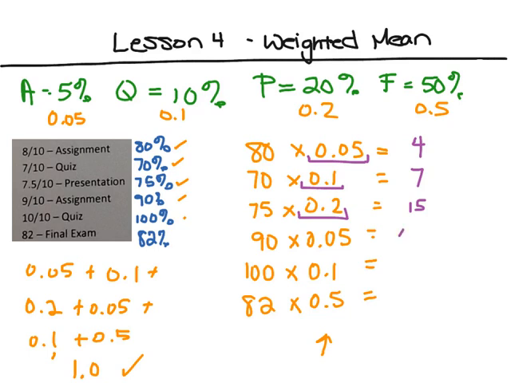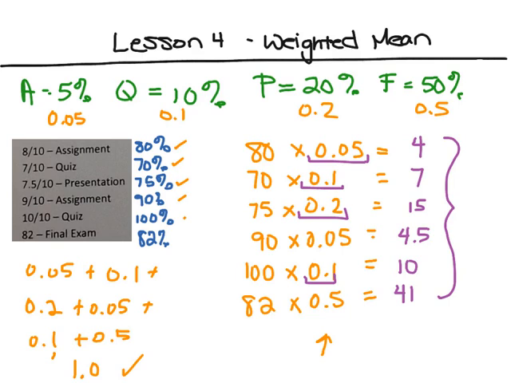90 times 0.05 is 4.5. 100 times 0.1 is 10. You had 10 total points and you earned all 10 of them. And the last one, 82 times 0.5 is 41. So these are all the total points you earned in the course.